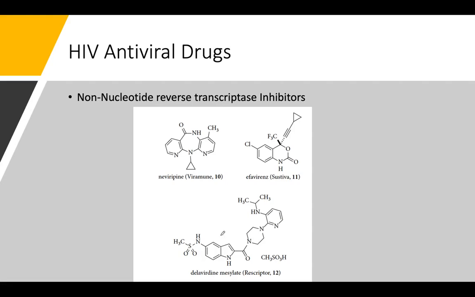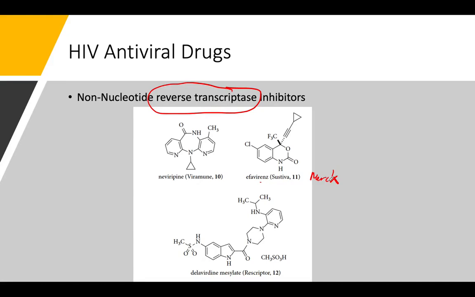So this is just one of the strategies. The reverse transcriptase is just one of the targets, but there are other targets that can be looked at. Just a brief note here, efavirenz was brought on the market by Merck. I think it's good to mention that.